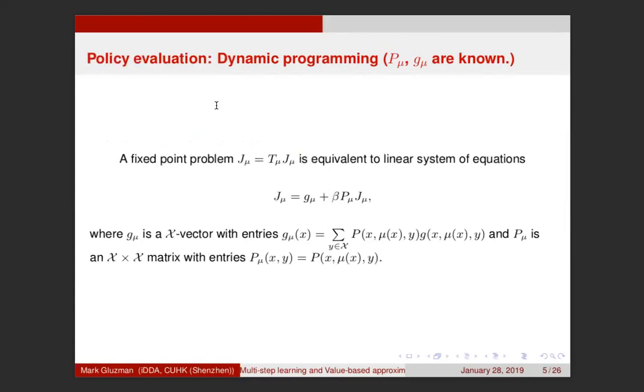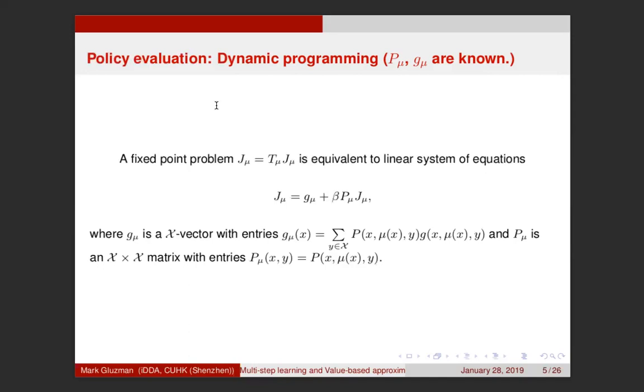Cost function is given. In this case, if we know our model, it's easy to find a fixed point of the Bellman equation. So basically, we just need to find a solution of the linear system of equations, the following one.